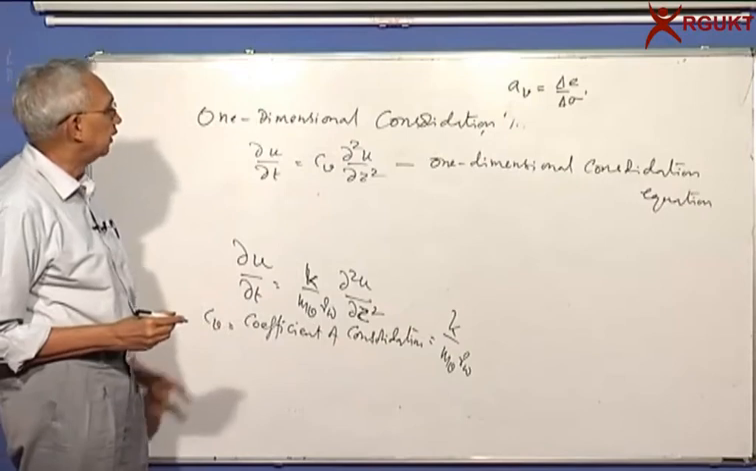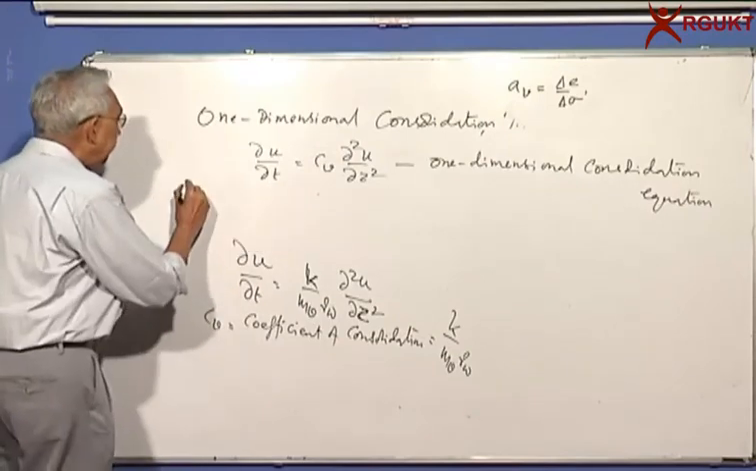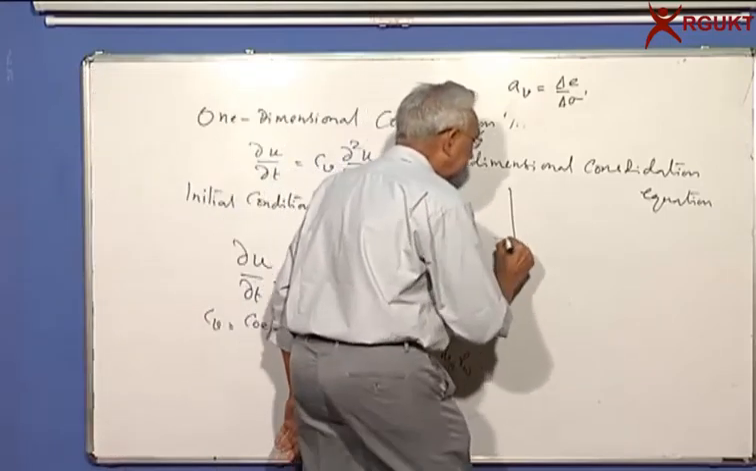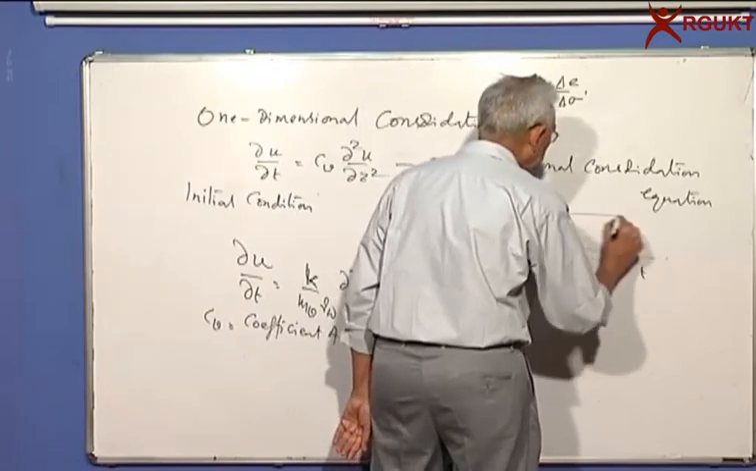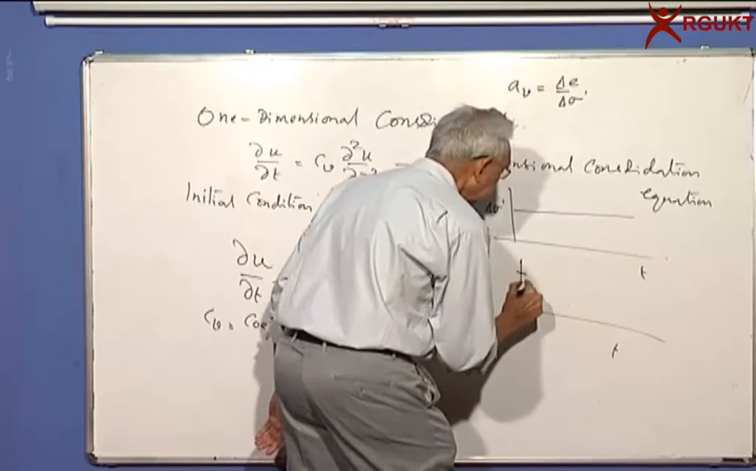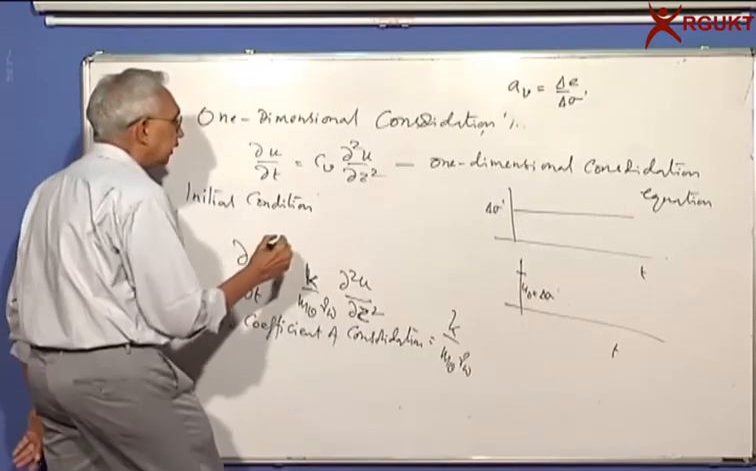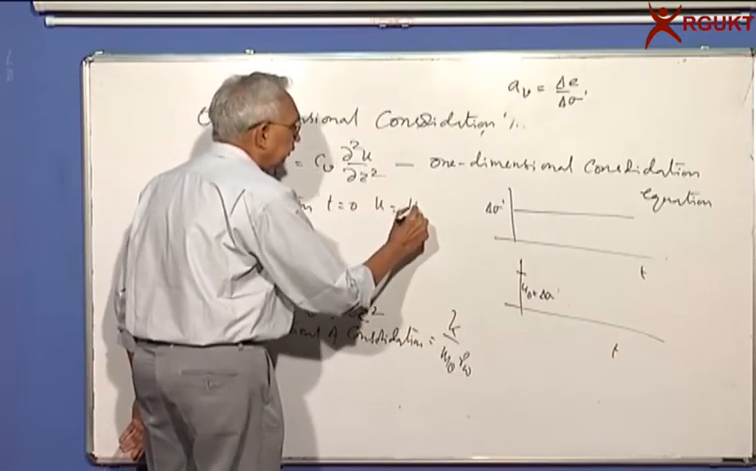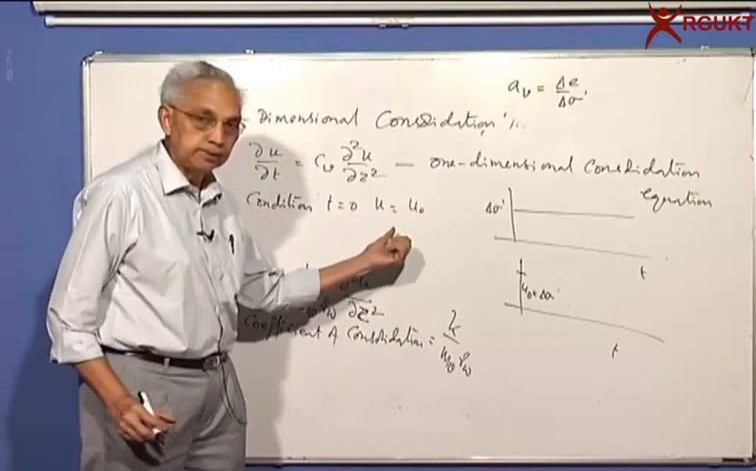If you want to solve this, because you have a time derivative, you need an initial condition. And what is the initial condition? As we said, this is delta sigma, it's constant. And what happens to the pore pressure? At t equal to 0, u naught is equal to delta sigma. The initial condition is at t equal to 0, u is equal to u naught. All the applied load goes to the soil.